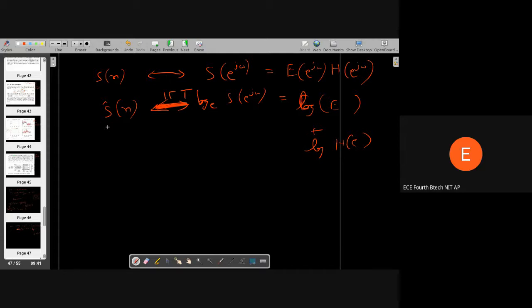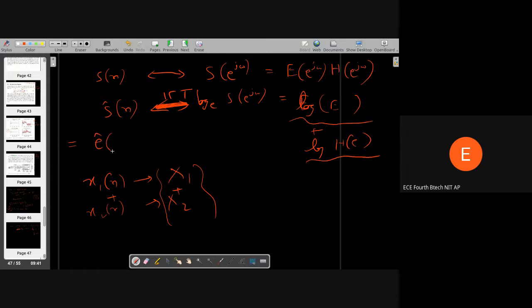we get S hat n. You know from the properties of Fourier that if x1 n has some transform X1 and x2 n has X2, and if we take the sum, the transform will also be a sum. This is a basic property of the Fourier transform. So we can expect that we will get something related to these terms: E hat n plus H hat n. So this is the basic concept of Cepstrum.